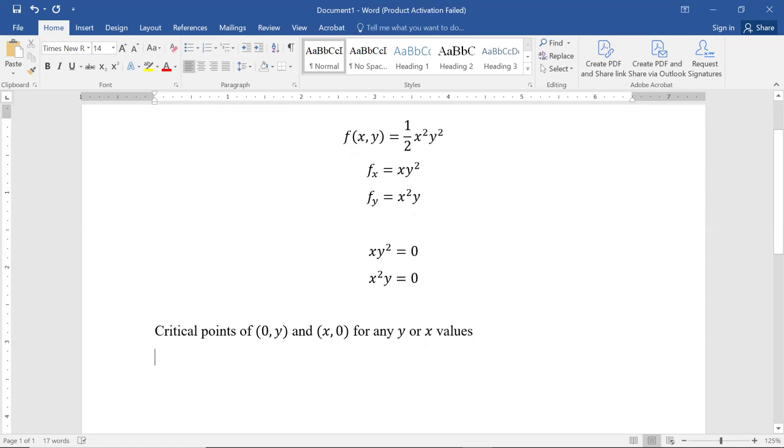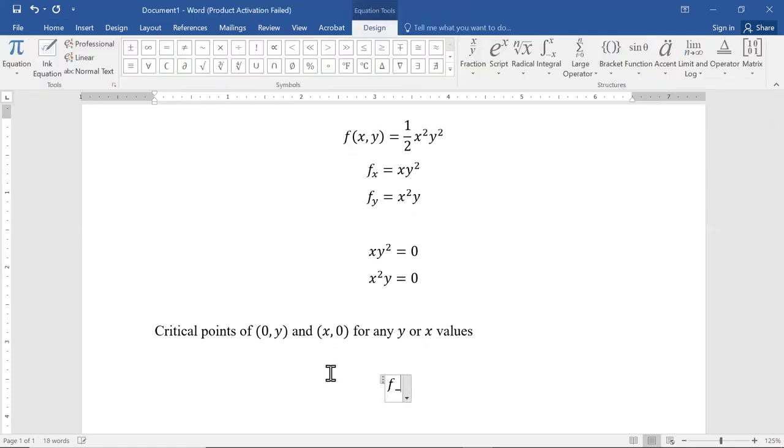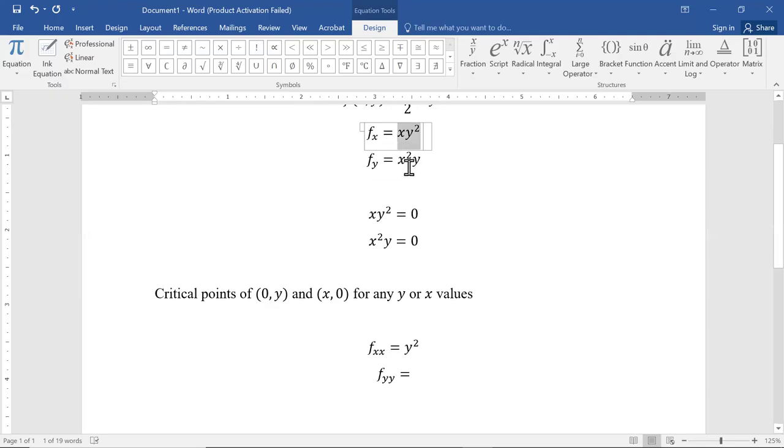So let's see what kind of critical points these are. Let's take the second derivatives. Second derivative with respect to x is going to give me y squared. Second derivative with respect to y: I'm using, again, for xx, I used this first partial. With yy, I'm going to use this partial and take the derivative with respect to y. So I'm going to get x squared.